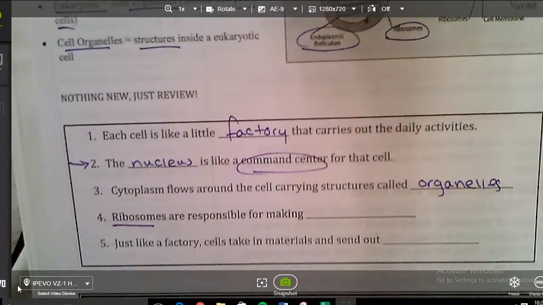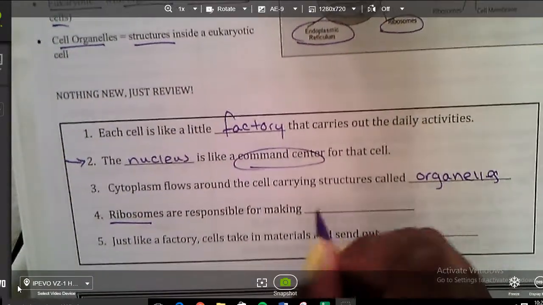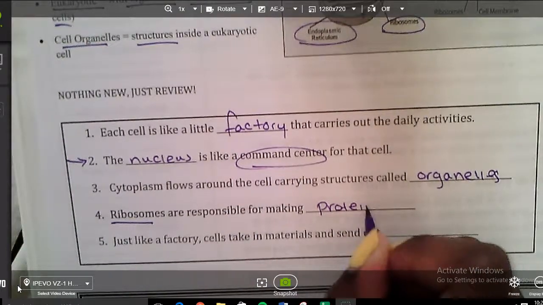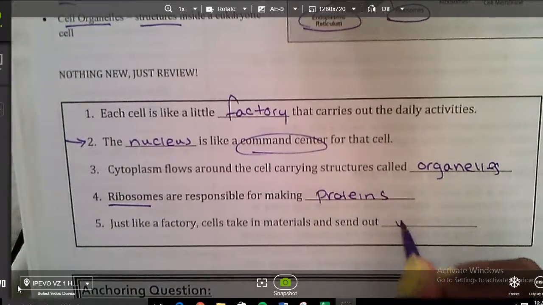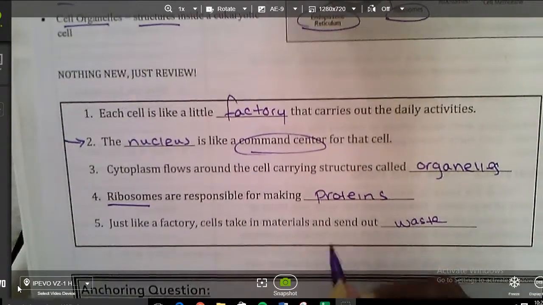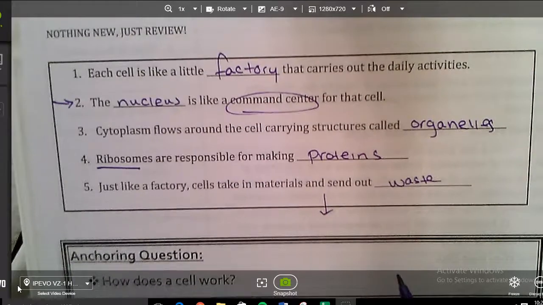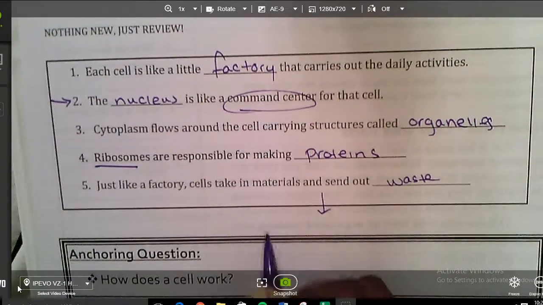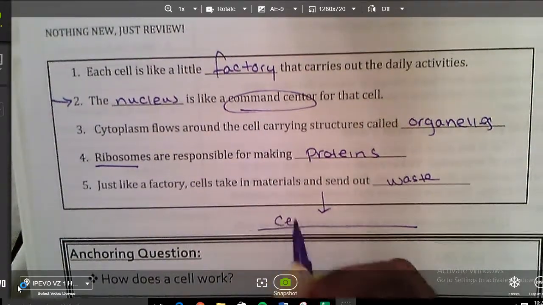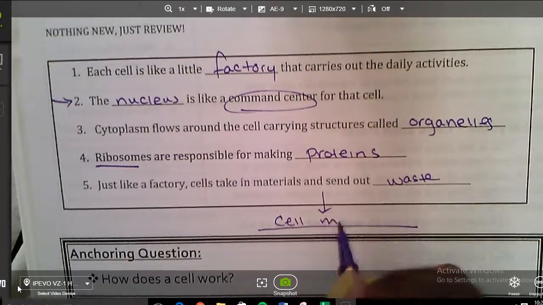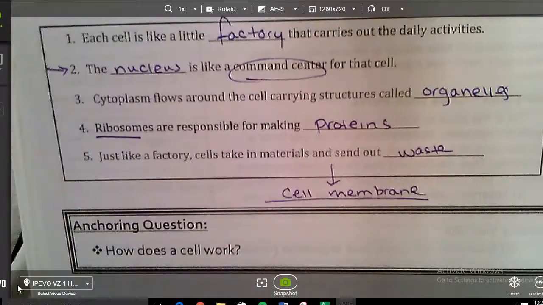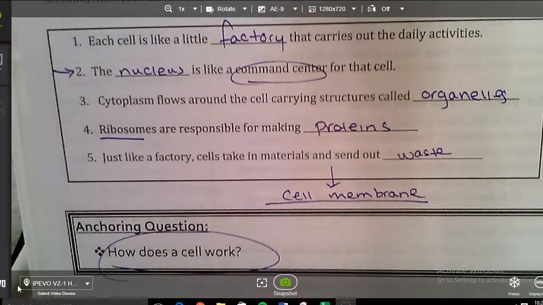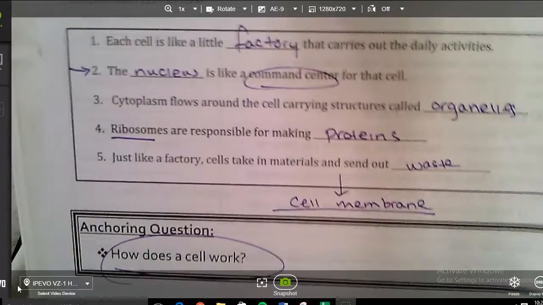This one again from last week, you may not remember it. Ribosomes are responsible for making proteins. And just like a factory, cells take in materials and send out waste. And bonus, what is the structure that carries things in and out? Semi-permeable. On this line, you're going to write down the cell, you guessed it, membrane. So our anchoring question for today is, how in the world does a cell work? Let's figure it out. Go ahead and turn the page.